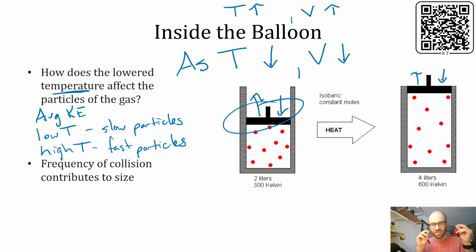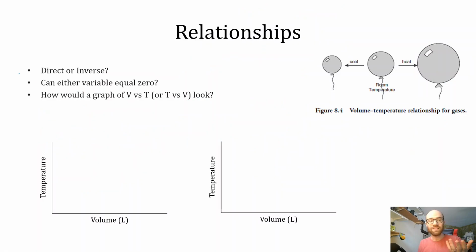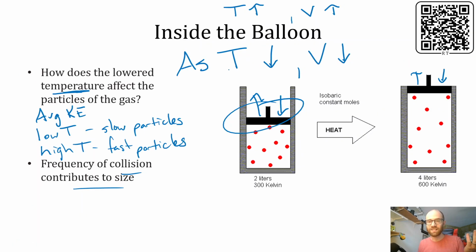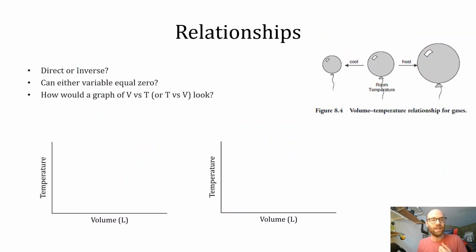You can imagine if you just said all particles move half as fast, all of a sudden, they just wouldn't get very far in the same time frame. So the frequency of the collision is what we're going to look at as contributing to size in this case, which means that based on what we wrote on the previous slide, now the arrows are pointing in the same direction. As one goes up, the other goes up. As one goes down, the other goes down. This means that this one is a direct relationship for this gas.